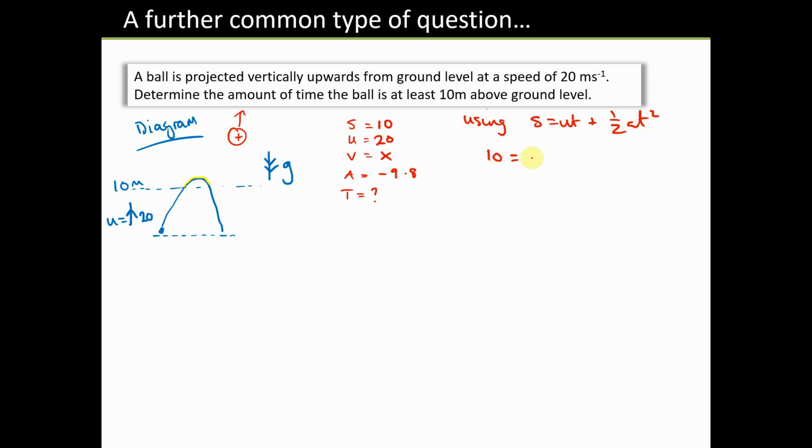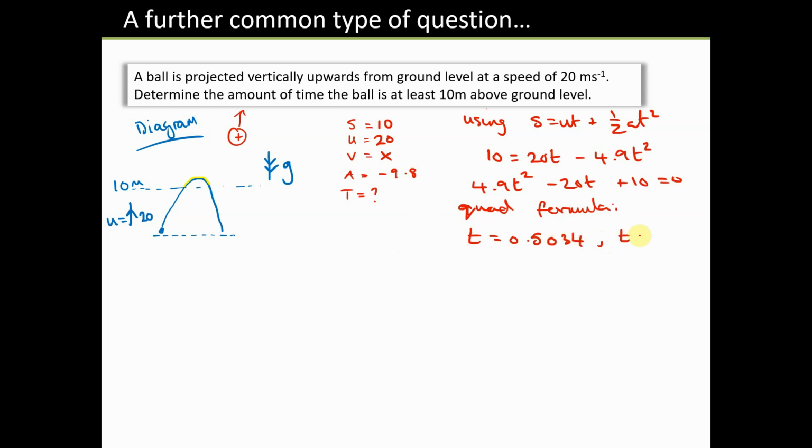And I'm just going to fill in my values. I'm going to add 4.9t squared to the other side, take 20t, and I'm still going to get that positive 10. Solve this quadratic, either with the quadratic formula or in your calculator if you've got one of them. And when we do that, we're going to get t equals 0.5034 and t equals 3.4983. Now let's just stop and think what that actually means.